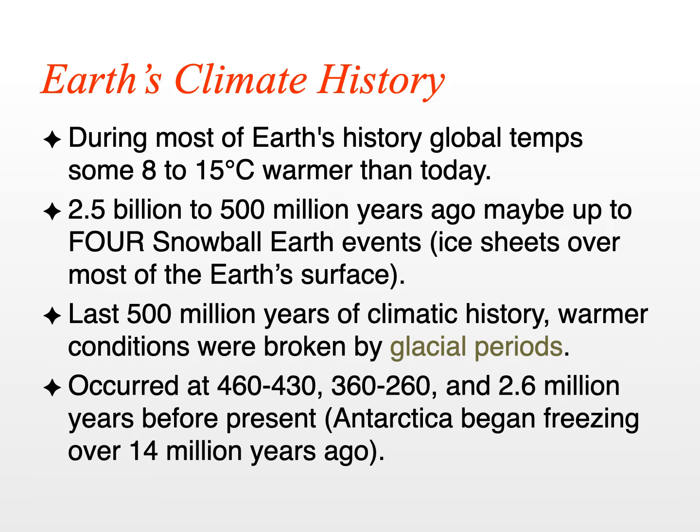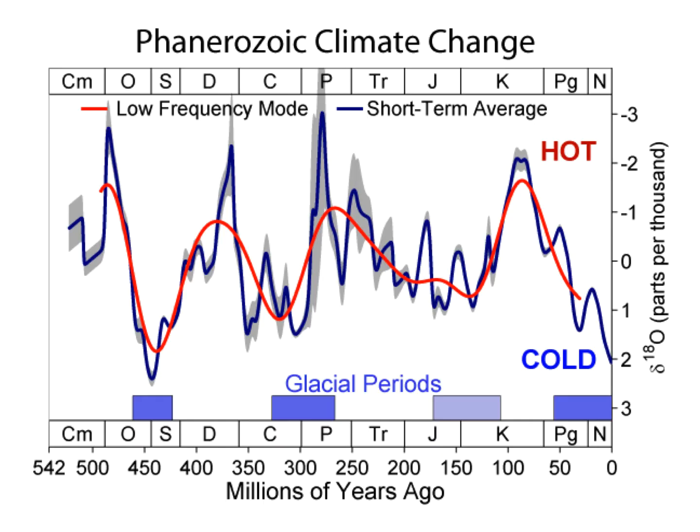One occurred from about 460 to 430 million years ago. Another from about 360 to 260 million years ago. And then the last one started approximately 2.6 million years ago. Antarctica, in fact, began freezing over about 14 million years ago.